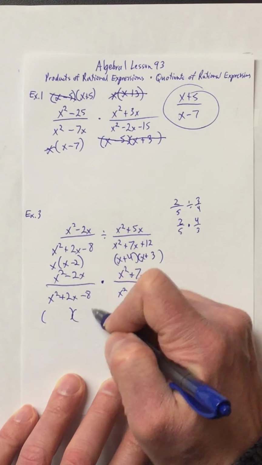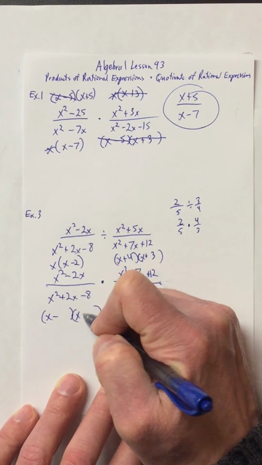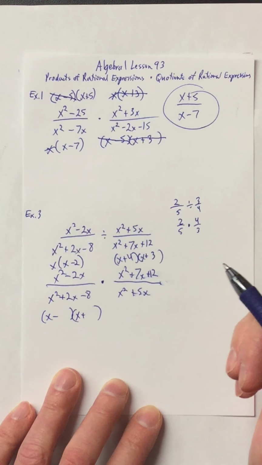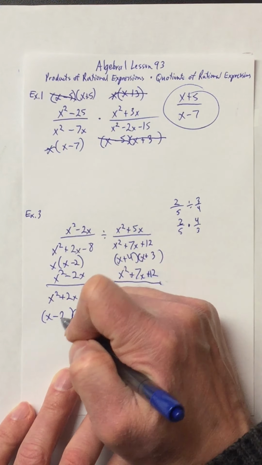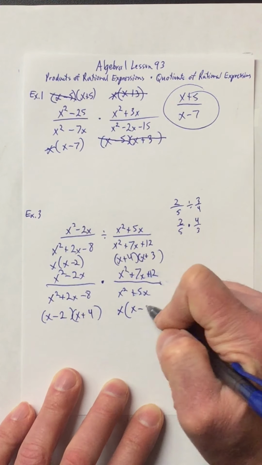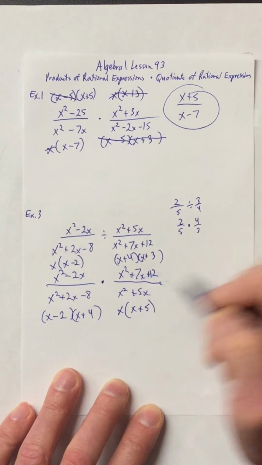Over here, we're going to factor this one, x minus, plus, because that's a negative. The higher number is a positive, so we get that. So it looks like a 2 and a 4 here. And then this one we can just factor out an x, and we're left with x plus 5.